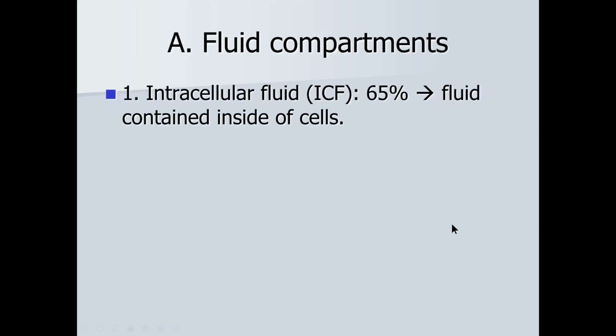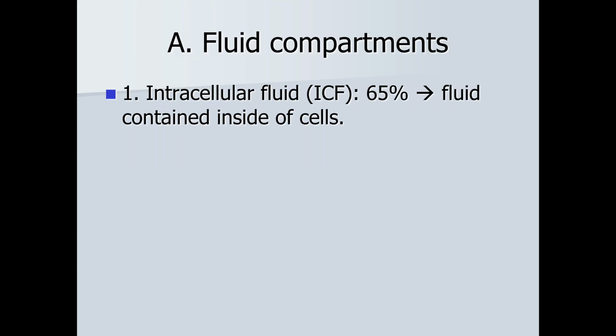We have fluid compartments. So think about this. We have two fluid compartments. One of them has two divisions, but we have two fluid compartments. We have a compartment inside the cell and a compartment outside the cell. And the compartment inside the cell is, as you can imagine, called intracellular fluid, ICF. And that's responsible for 65% of all the fluid in the body.